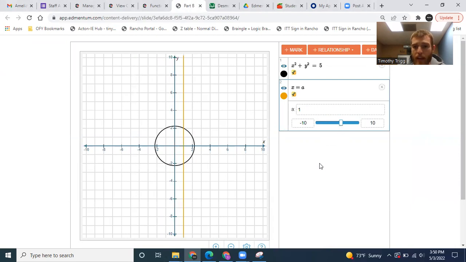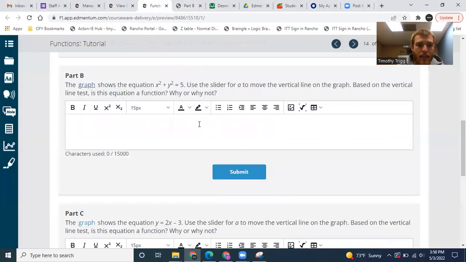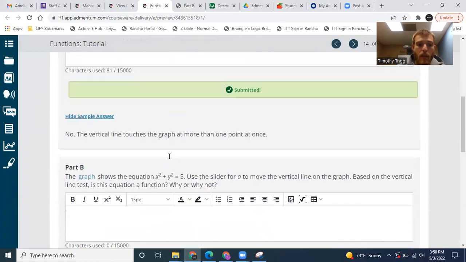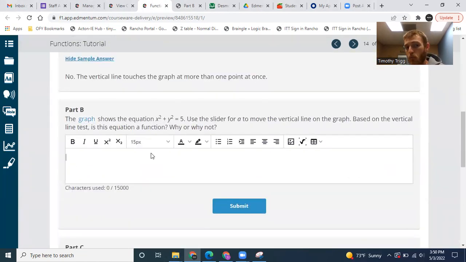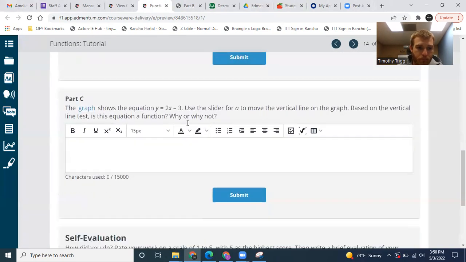Does this relation pass the vertical line test or fail? Well, once again, it fails the vertical line test because this vertical line is touching twice, right? If it touches more than once, it fails the vertical line test because one input is producing multiple outputs. So it'd basically be the same answer: this relation x squared plus y squared equals 5 is not a function because it fails the vertical line test.